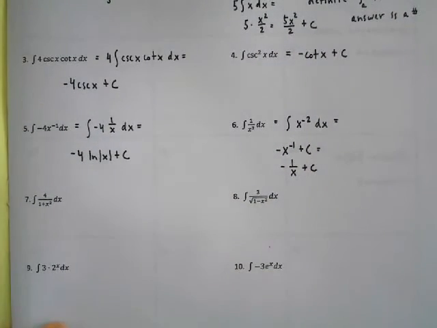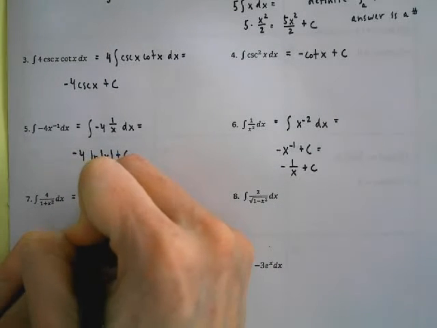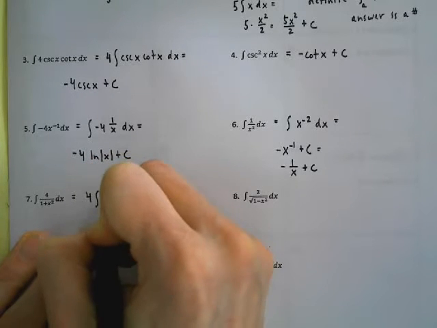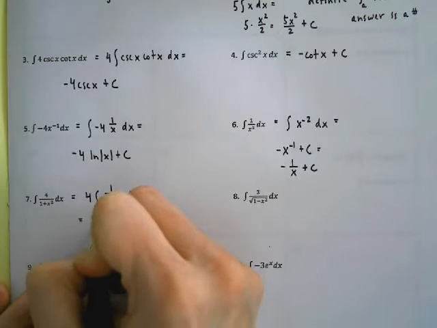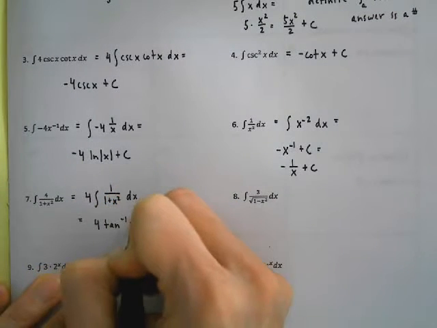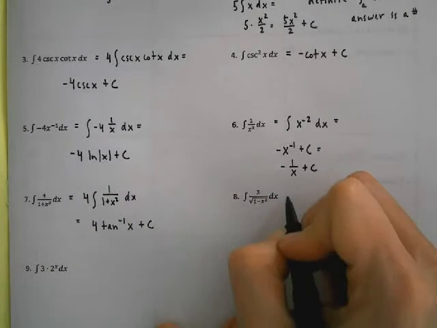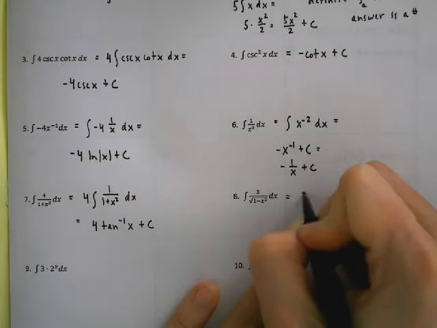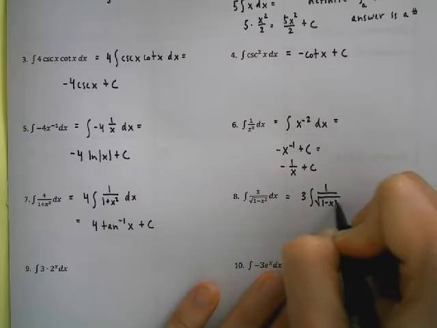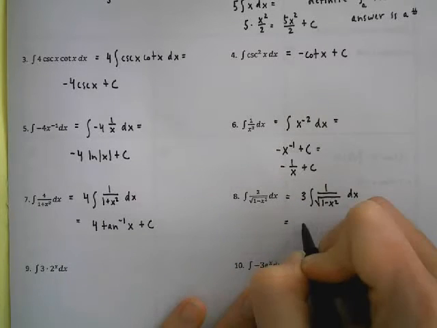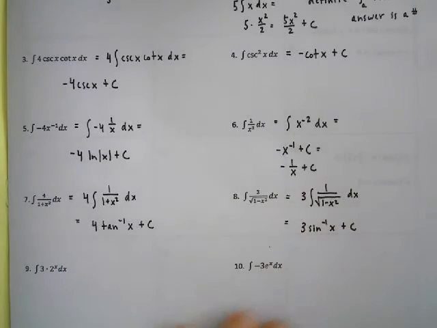Okay, number 7, hopefully we recognize pretty easily. This is just inverse tangent, because this is the same as 4 times the integral of 1 over 1 plus x squared dx. And that's just 4 times the inverse tangent of x plus c. Here we have 3 times the integral of 1 over the square root of 1 minus x squared dx, which is our inverse sine. So 3 times the inverse sine of x plus c.